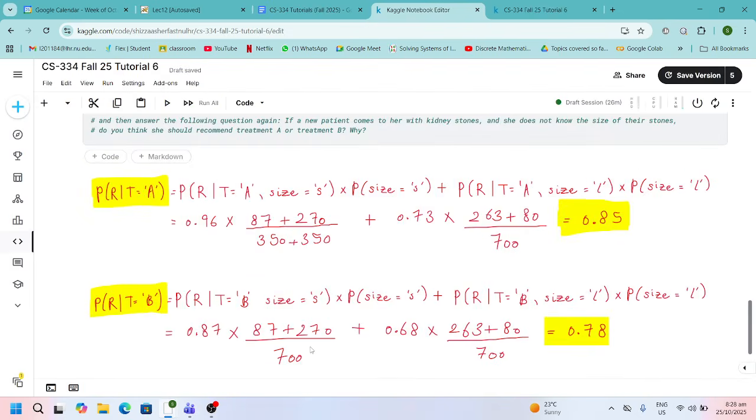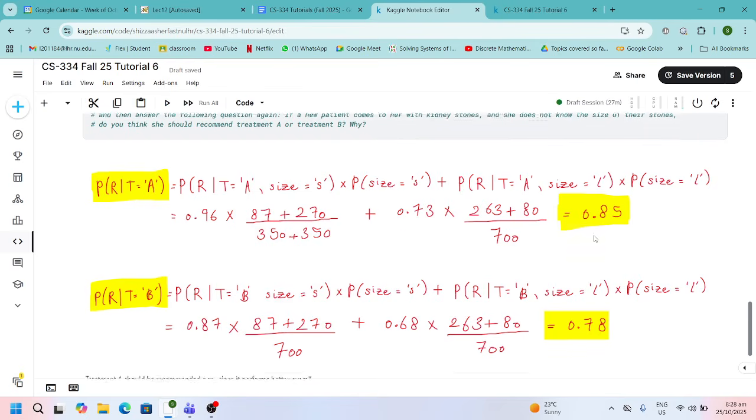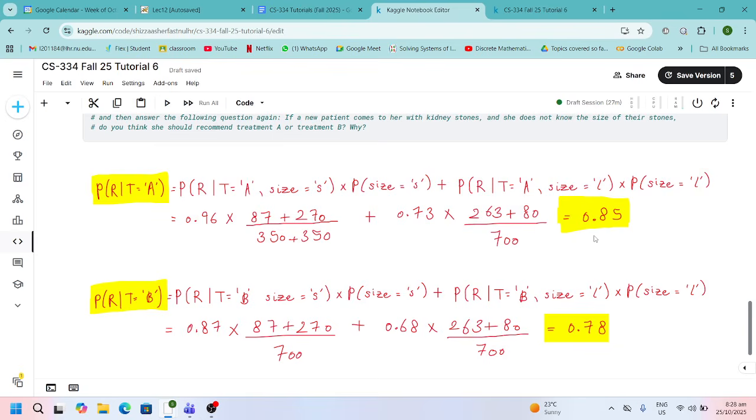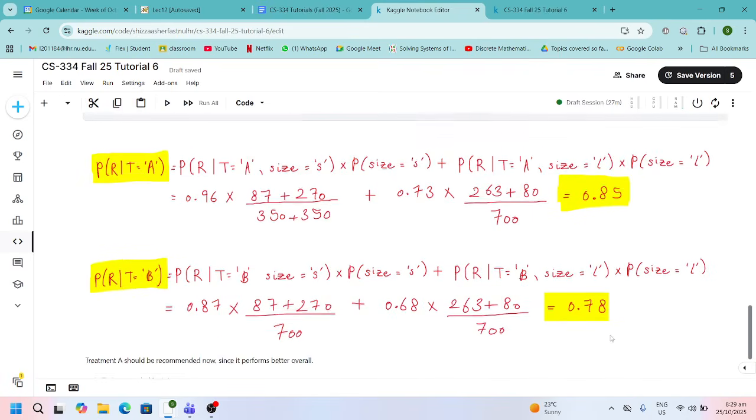And this is the solution for the problem. So exactly the same math we did, you just have to plug in for every single entry over here. And so it comes out that the probability of recovery, given that the treatment is A, conditioned on size, is 85%, and the probability of recovery, given that the treatment is B, conditioned on size, is 78%. So now I can confidently say that treatment A overall performs better.